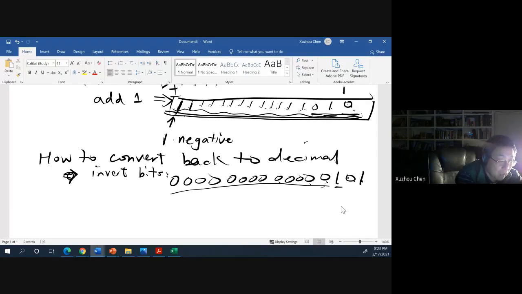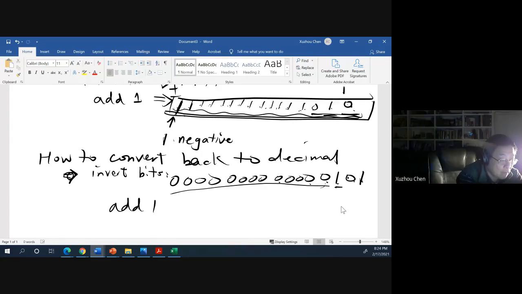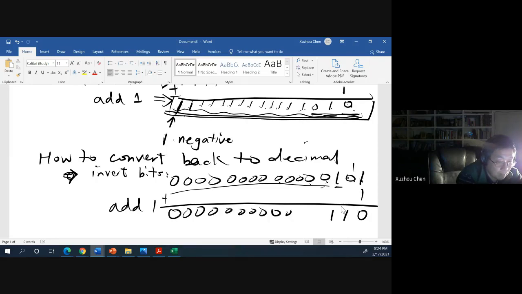After inverting, what's the next step? Add 1. So you add 1 here, and this becomes 0, 1, 1, and then all 0s. Then convert this binary number to a decimal, which is 6, right? Because we know at the very beginning that it's a negative number, the number is -6. So we convert it back.